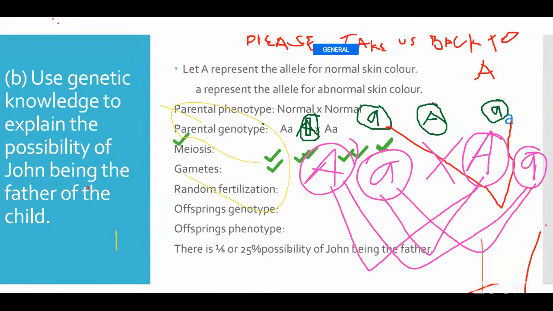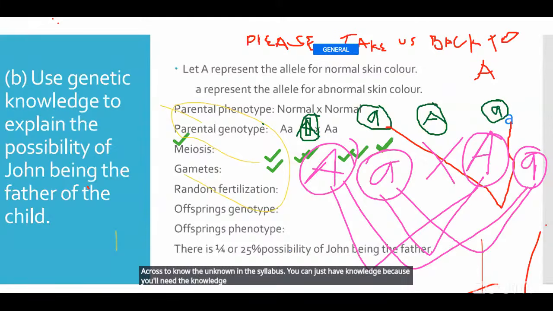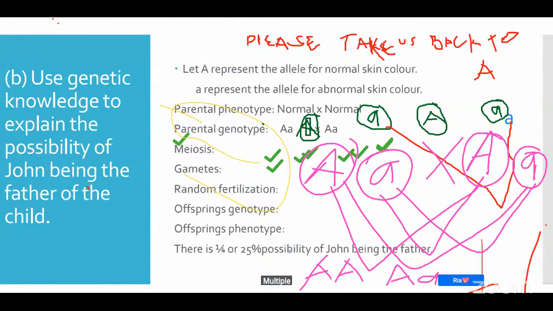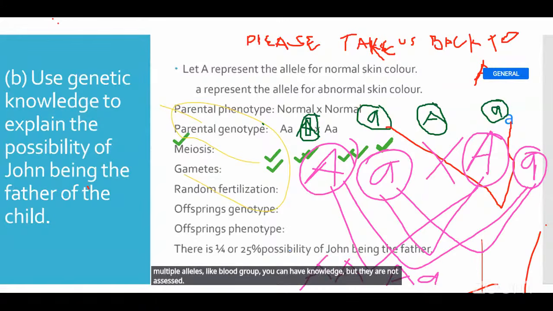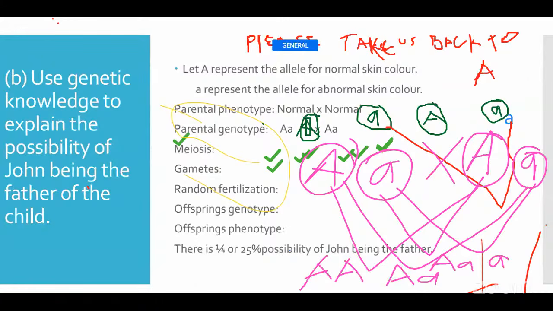Crosses on codominance, asking, no, they are not in the syllabus. You can just have knowledge because you'll need the knowledge in A-level biology if you do it, but for this level, they are not assessed. Multiple alleles like blood group, you can have knowledge, but they are not assessed. So you should be mindful.